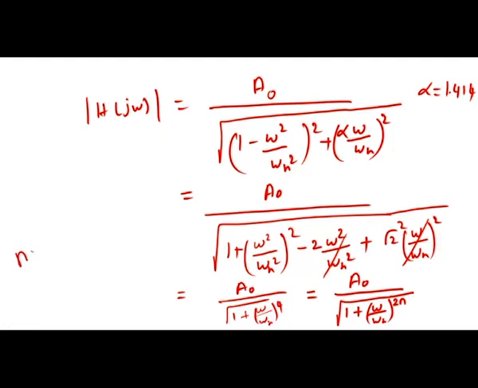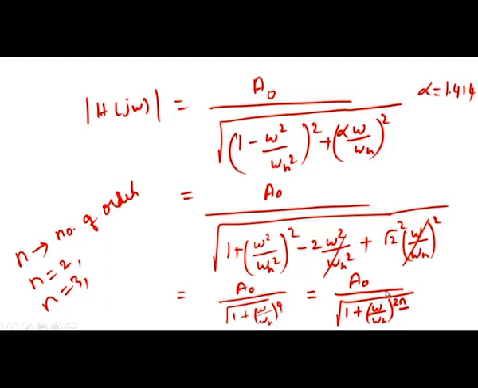This n stands for the order. If n is equal to 2, then this will be 4. If n is equal to 3, then this power term will be 3 into 2, 6. In that way, if you increase the order of the filter, this will be 2 into 1, 2 into 2, 2 into 3 and so on. So, this is the transfer function of the second order low pass filter.